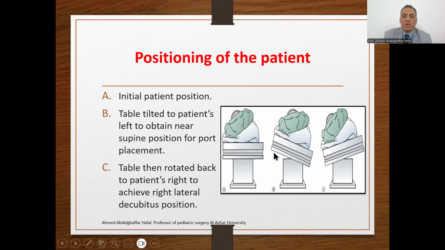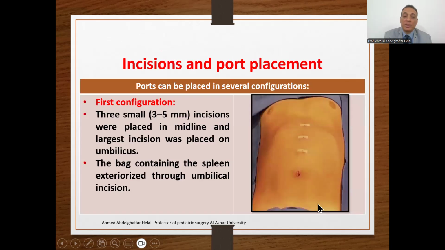This is the initial position of the patient. You elevate the left side with the stable table, and then you tilt the table to the left to make it near supine to insert the board. After that, you will rotate the patient back to the right to reach the right decubitus position. This is the final position for the operation.